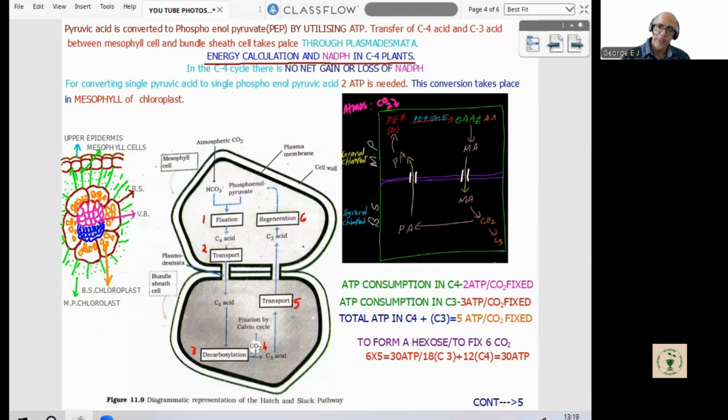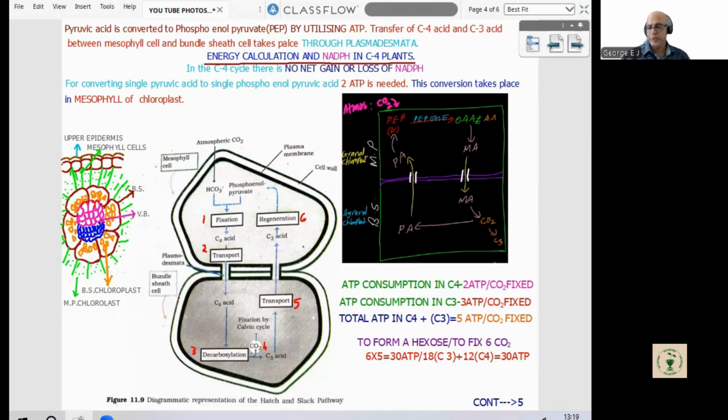C4 we know, C3 will take place. So for that C3 part, 3 ATP per carbon dioxide. So generally when we say total ATP in the C4 cycle, it is 2 plus 3, 5 ATP per carbon dioxide fixed. So to form a hexose with 6 carbons, or to fix 6 carbon dioxide, for 1 carbon dioxide, 5 ATP.